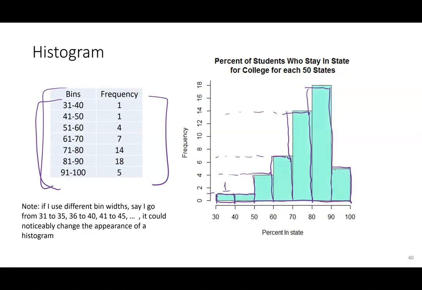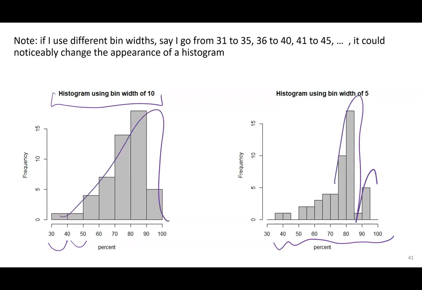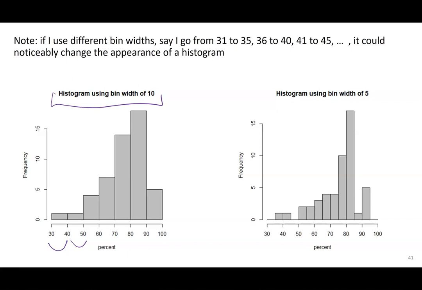So let me see how that goes. If I instead use bins that went from 31 to 35, 36 to 40, so I have bins of 5, it could definitely change the appearance of this histogram. Here, I'm using a bin width of 10, from 31 to 40, from 41 to 50. If I had changed to 5, it still has this shape, but it has a kind of bounce shape there. So it can noticeably change how it looks if you change the bin size. So just keep that in mind.